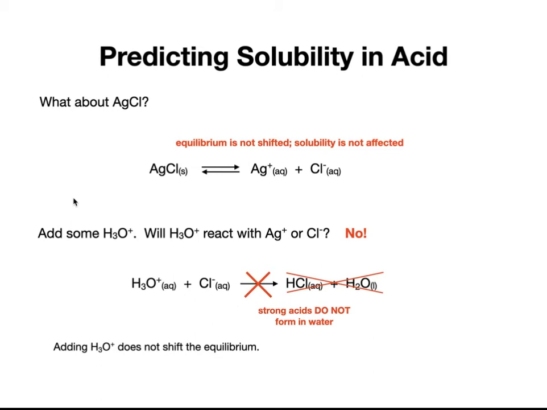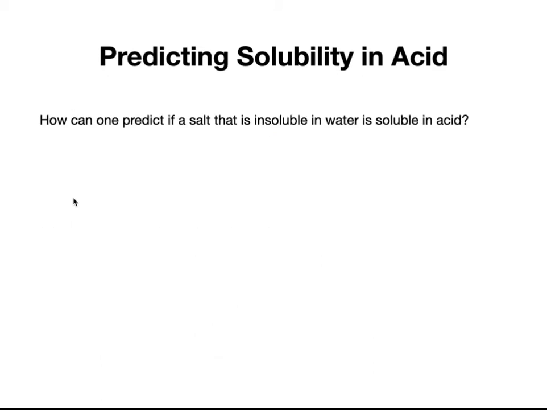Now, is there an easy way that we can predict whether or not a salt that is insoluble in water will be soluble in acid? There is. There is a way we can predict. What you want to draw your focus to is the anion of the salt.